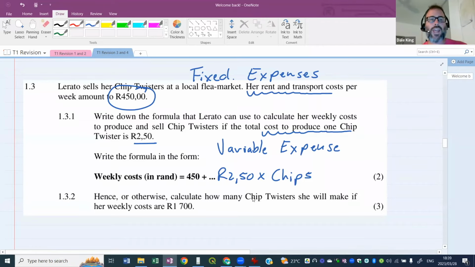It says 132, hence. Now what? Can someone tell me when they write the word hence, what are they trying to say? It's fancy English, hence. What are they trying to say when they say hence? Anyone want to unmute and talk? Jot down, which means write down. Okay, good. Anyone else? Why do they write the word hence in this question?